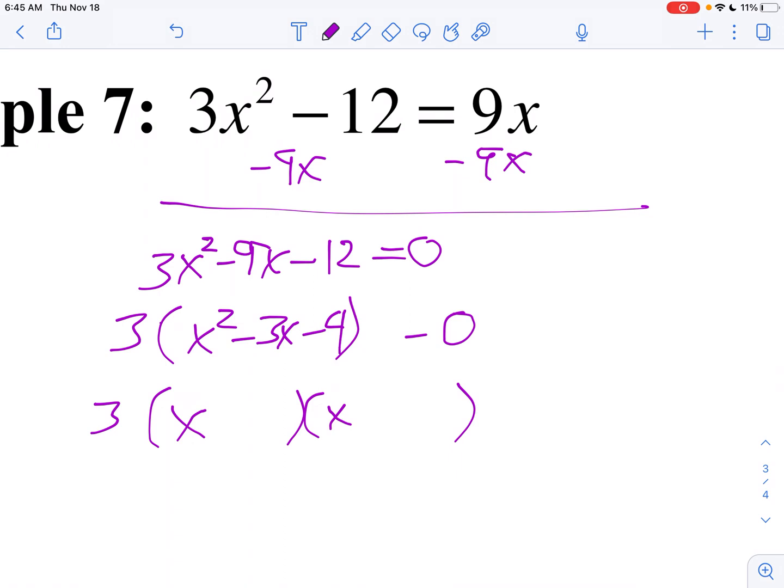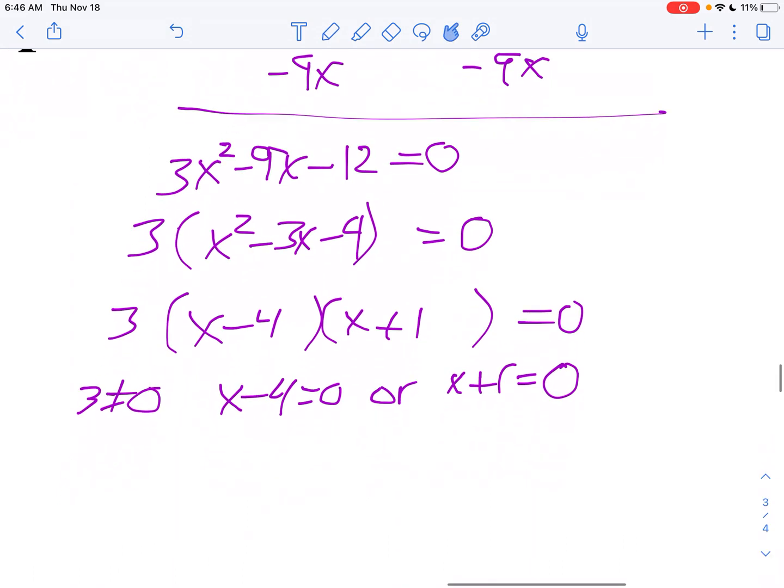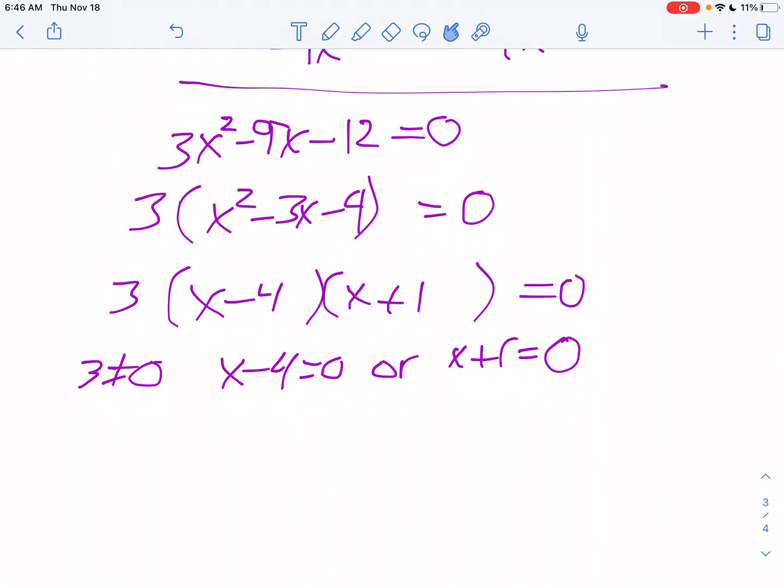So now, negative 4 and positive 1 add to negative 3. So now we're going to say 3 equals 0, which I know is not true, so I put a not in there right away. And then I say x minus 4 equals 0, or x plus 1 equals 0. If you multiply three things and they equal 0, one of them has to equal 0, but it's not the first one. So then we just solve the other two.